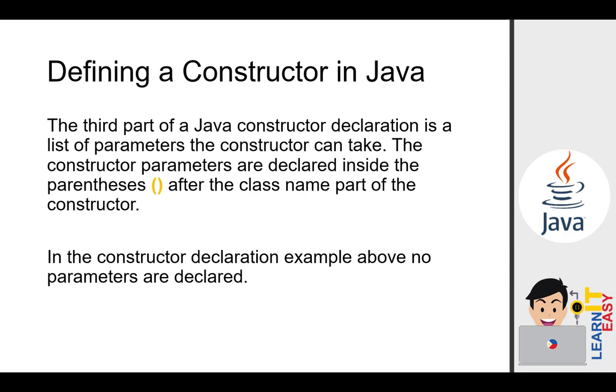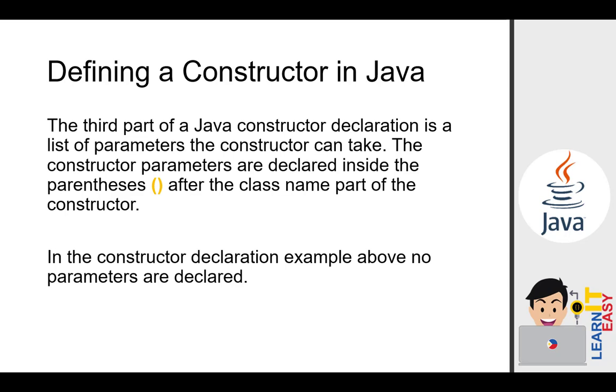The third part of a Java Constructor declaration is the list of parameters the constructor can take. The constructor parameters are declared inside the parentheses after the class name part of the constructor. So same lang, no? Kung paano tayo gumagawa ng parameter para sa mga methods, ganun lang din yung para sa mga constructors. Mag-specify lang tayo ng data type, then followed by a parameter variable. We just have to separate them by commas if marami tayong parameter na ilalagay.